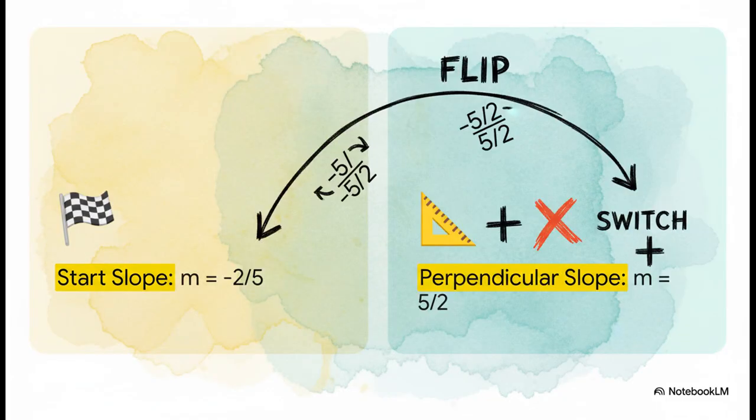Simple? Let's do one more, this time with a negative fraction. Our starting slope is -2/5. Okay, you know the drill. Step 1, flip it. That gives us 5/2. Step 2, switch the sign. It was negative, so now it's positive. Our new perpendicular slope is +5/2. See? Same two steps every single time.